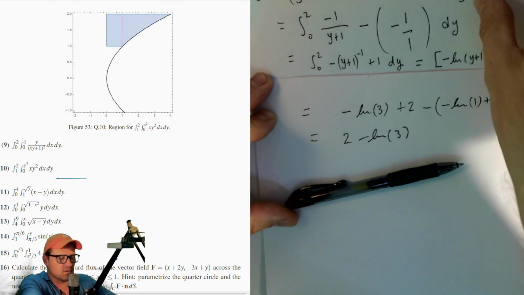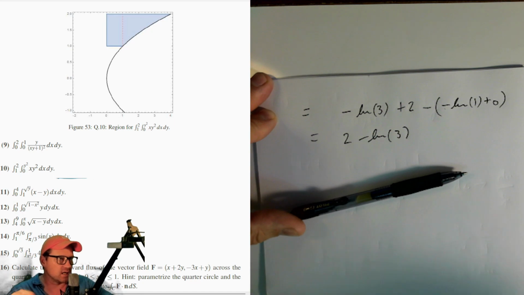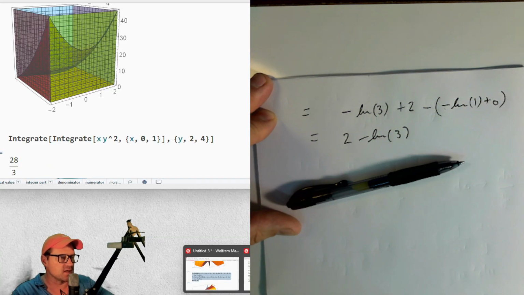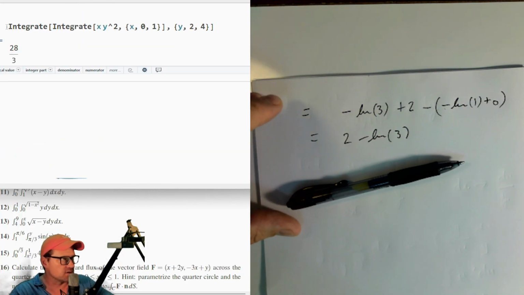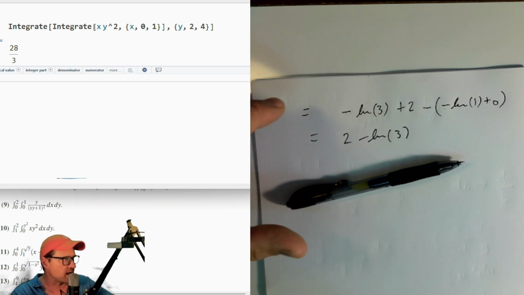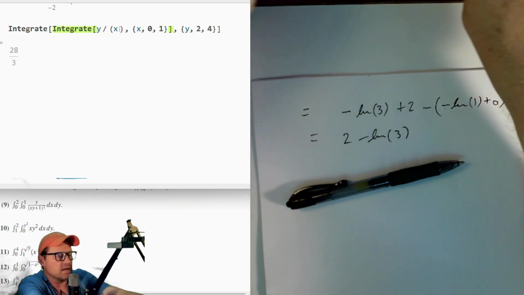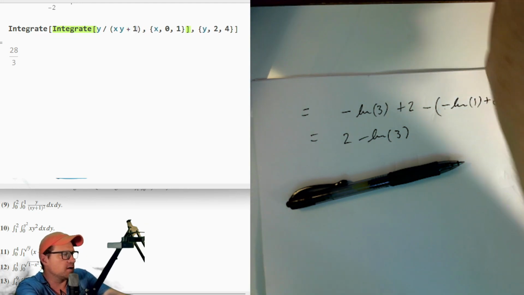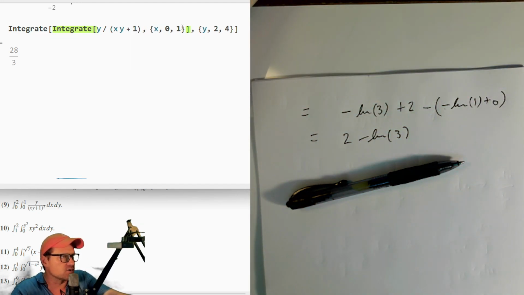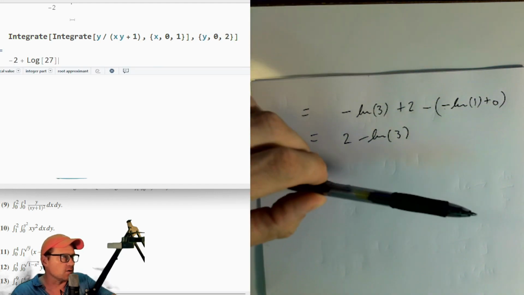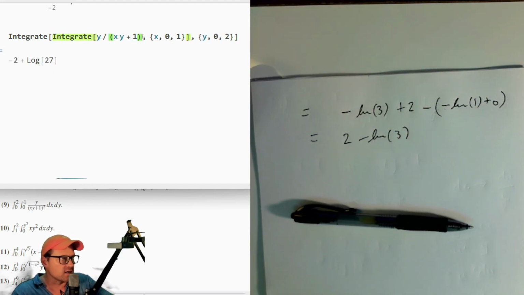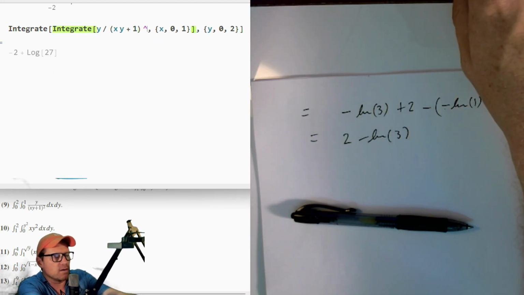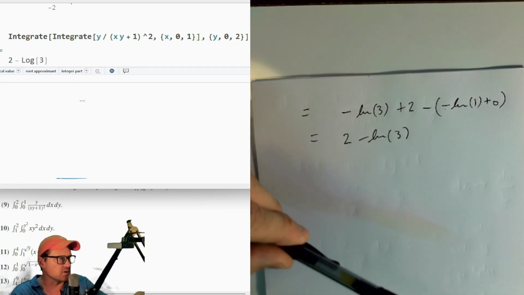All right. So now, if you don't believe me, let's do the same thing in Mathematica here. We can do this with a double integral. So our question here had y over (xy plus 1), and then we're integrating x goes from 0 to 1 and y goes from 0 to 2. Oh, I see. I forgot the square, didn't I? Okay, so I'll put in the square. And there we have 2 minus natural log of 3.